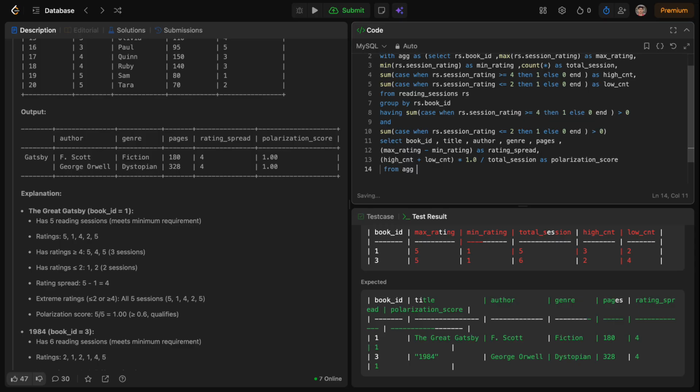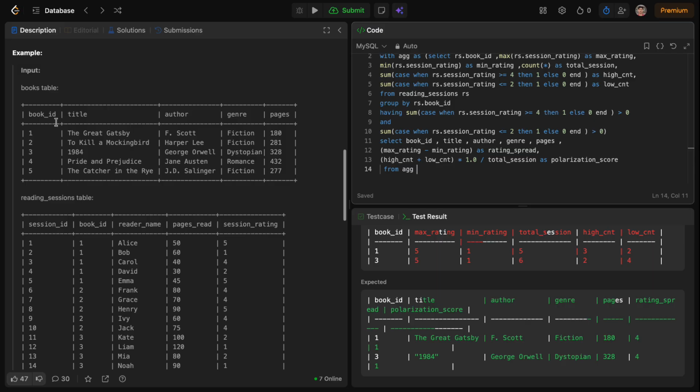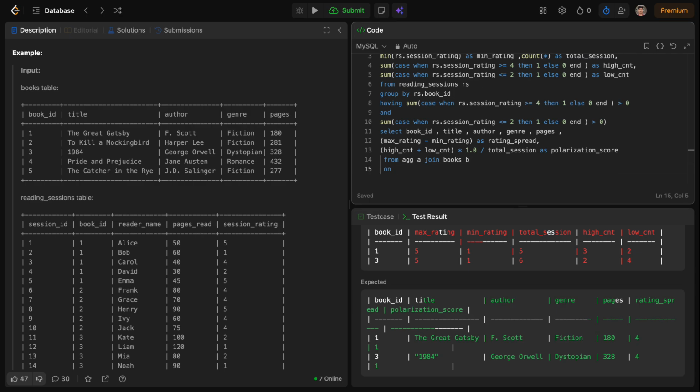We have to join the aggregate table and the books table, because we have to extract the title, author, genre and pages using the book ID. So I'm aliasing the aggregate table as A, and joining with books as B on A.book_id equal to B.book_id.